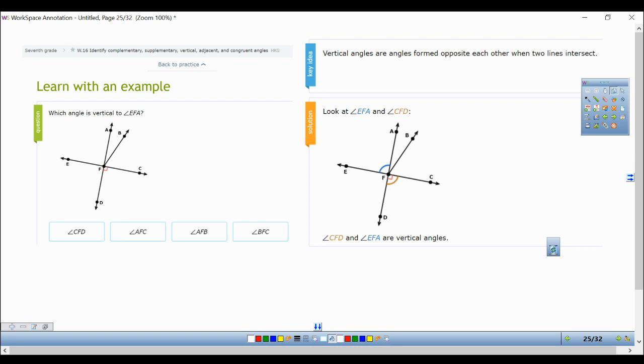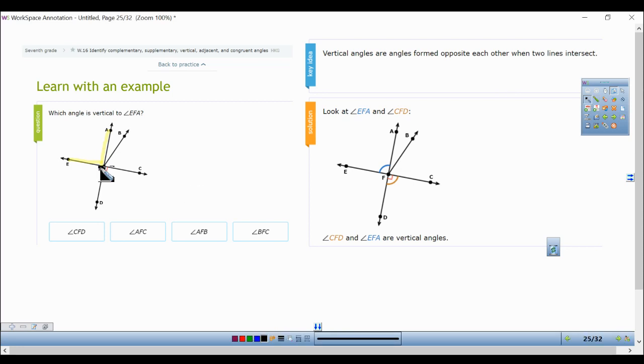Which angle is vertical to EFA? So let's check where EFA is, let me do it with the highlighter. EFA: we go to E, we go to F, then we go to A. This is the angle we're looking at. What angle is vertical to that?